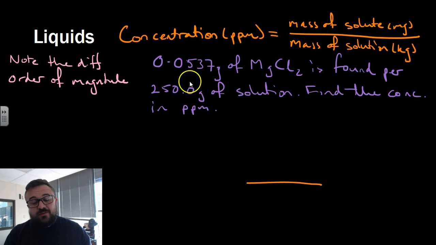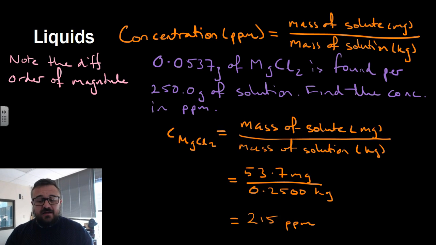Now, again, what we're talking about in the difference in orders of magnitude is that this one is in grams and this was in grams, and that means we're going to need to make a shift to change that. So the way this works is, we go mass of the solute divided by mass of the solution. Now 0.0537 grams is 53.7 milligrams. 250.0 grams is 0.2500 kilograms. So we do this little change for our orders of magnitude, and we divide them by each other, and our concentration here is 215 parts per million.